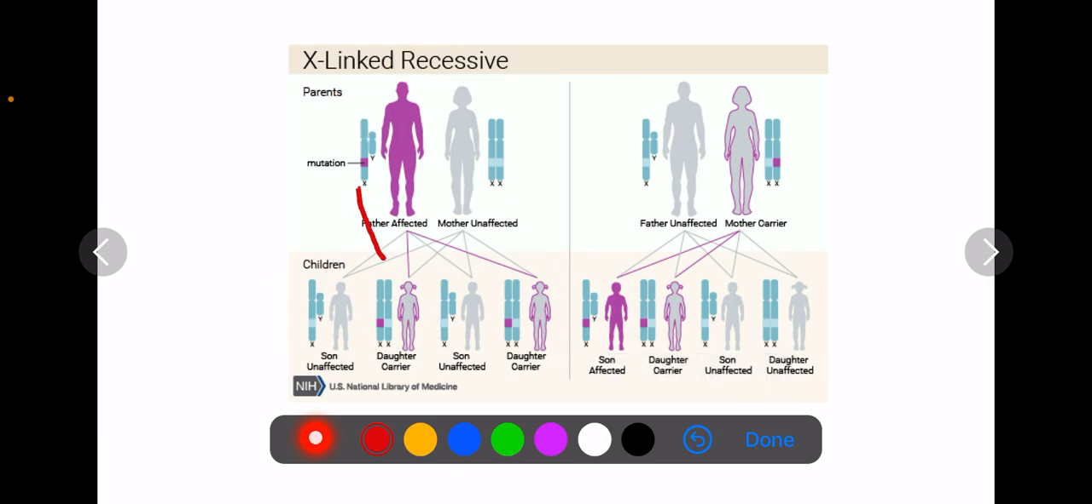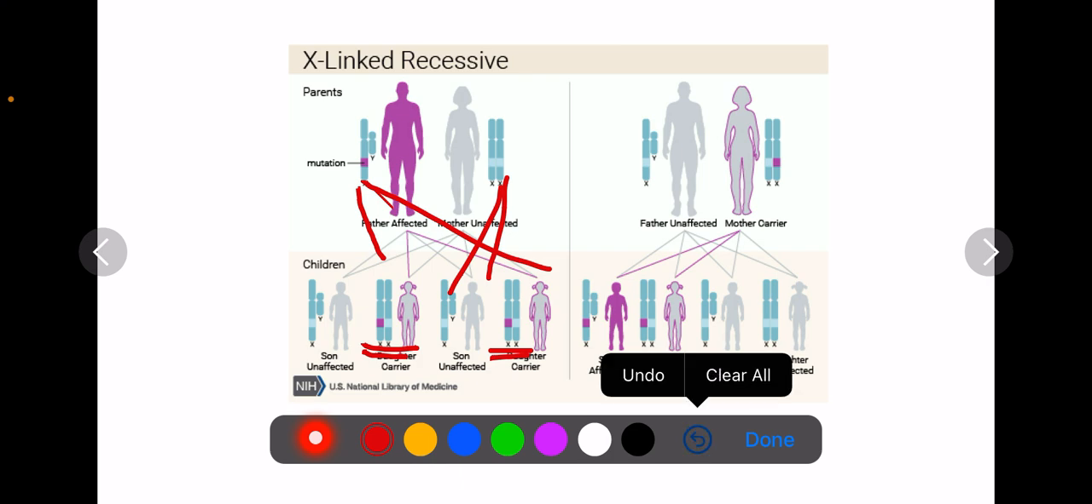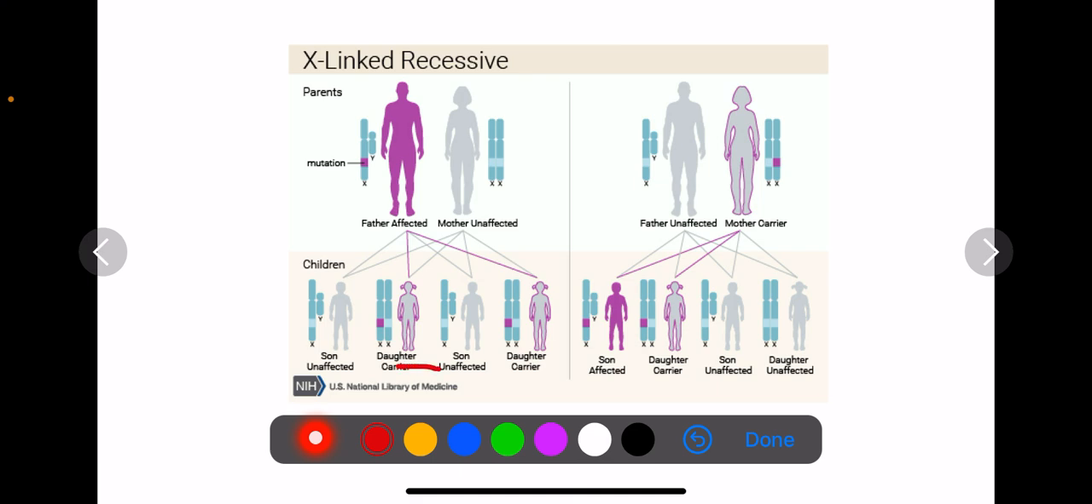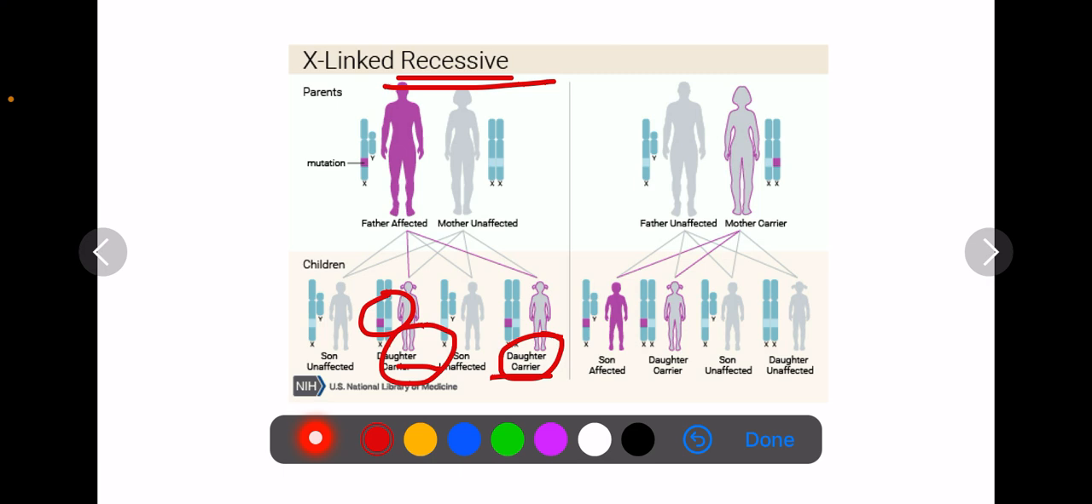The mutant gene is being transmitted only to the daughters, as you can see, right? And the sons get it from the mother. So that's the reason the sons are not affected and the daughters are carriers. Why? Because it's a recessive disease. Only one mutant allele or one mutant gene will not cause the disease. They will be like carriers, right?